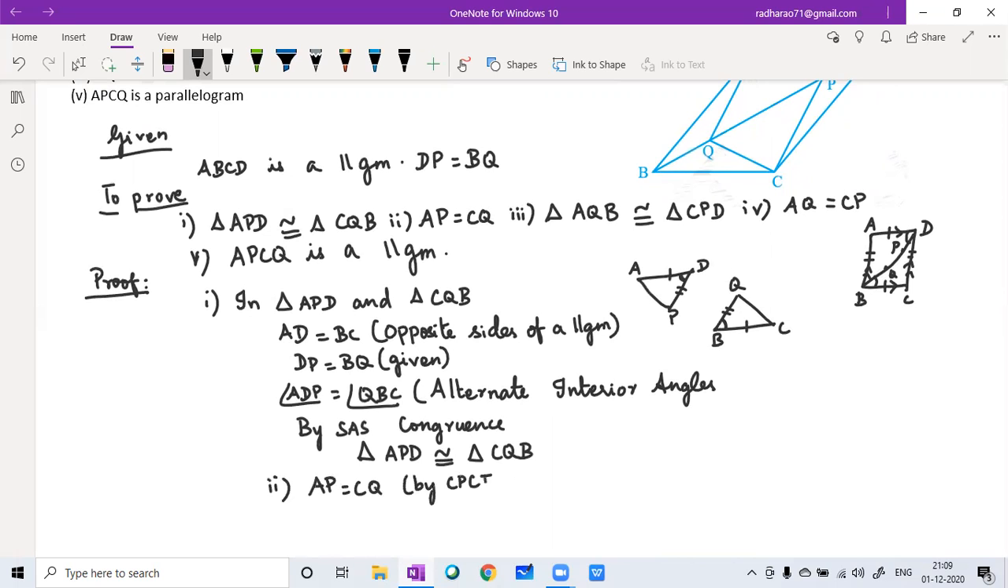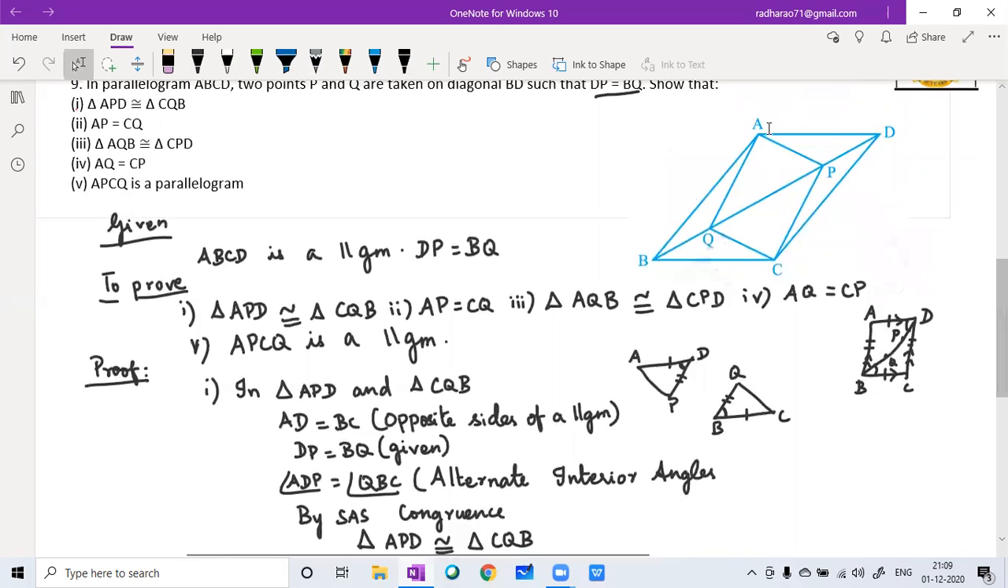Since triangle APD is congruent to triangle CQB, we can say AP is equal to CQ by CPCT. Okay. Now let us see the third proof. For the third proof, which triangles do we need? AQB and CPD. So AQB and CPD.